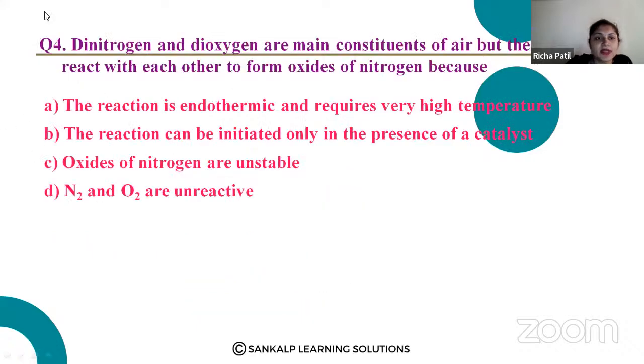So we'll see some of the questions. Dinitrogen and dry oxygen are main constituents of air, but these do not react with each other to form oxides of nitrogen because.